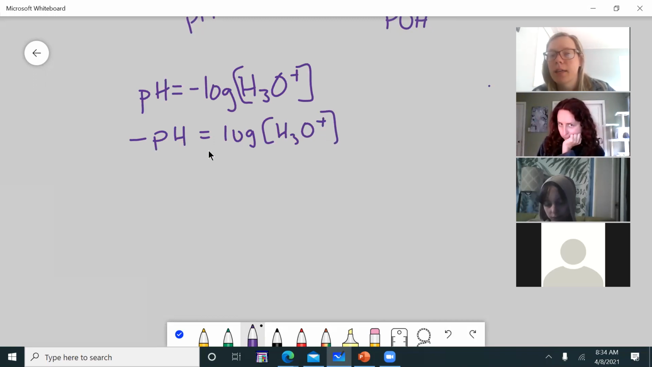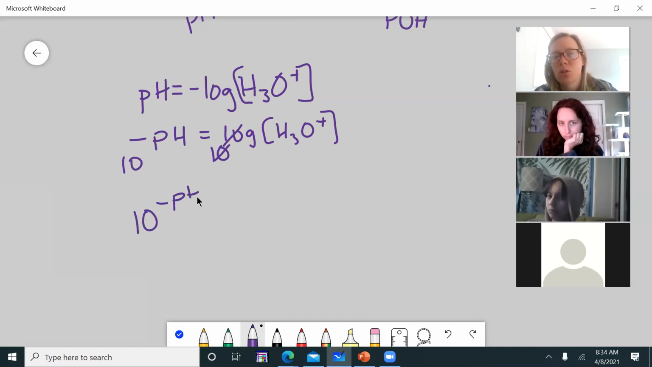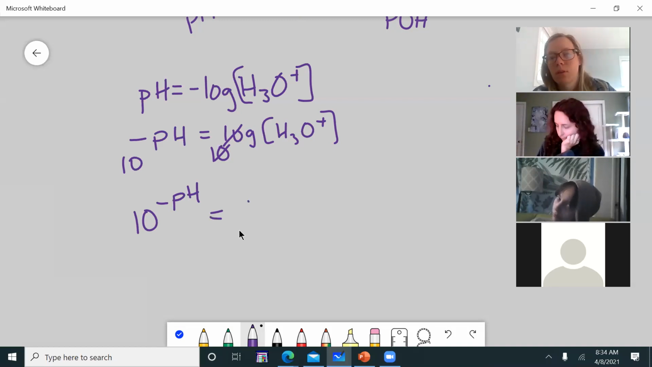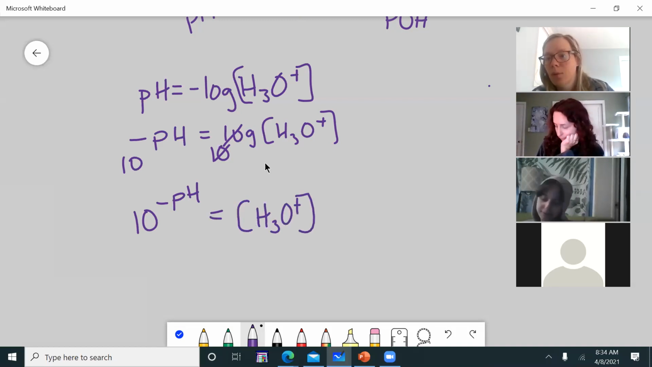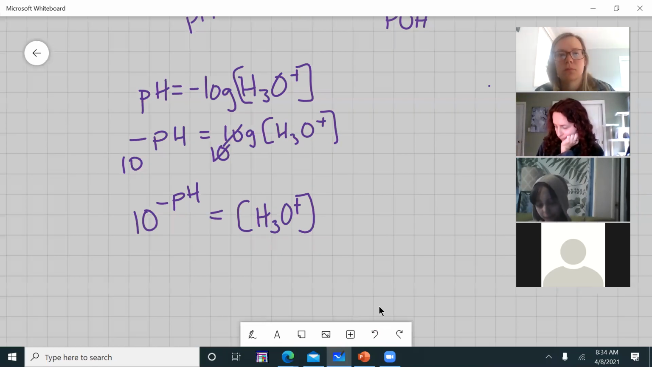Now I want to undo log. I said the opposite of log is a 10 to the. So I'm going to put a base 10, and this will be in the exponent. This and this will cancel. And I'll be left with 10 to the negative pH is equal to my H3O+ concentration. So if you're wondering where I got the other one from, that's how I derive it. So let's actually fill that in on the other arrow.